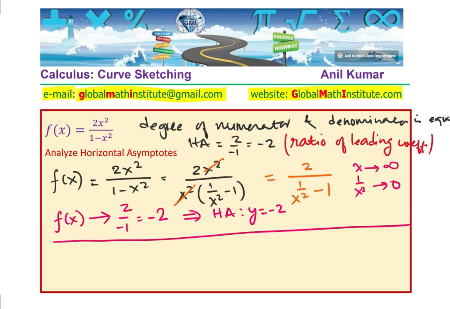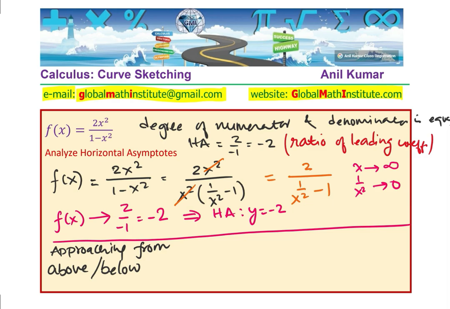Now we need to figure out what happens when x approaches negative infinity or positive infinity, right? Is it more than minus 2 or less than minus 2? This is what you have to figure out. So when you say approaching from above, we could approach from above or below. You get the idea, right? We can approach from above or below.